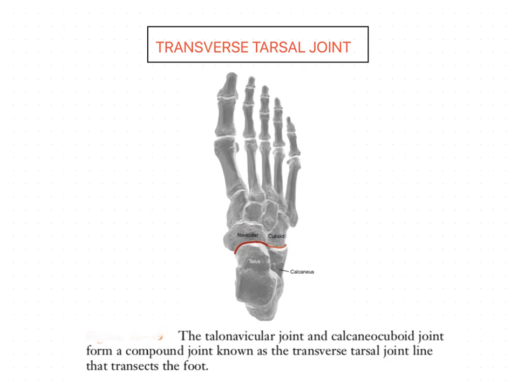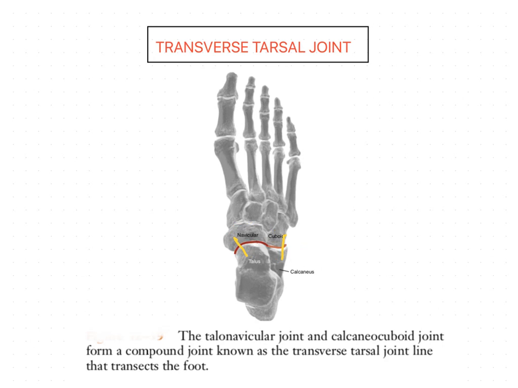We have discussed that it is a compound joint. So what joints form the transverse tarsal joint? One is the talonavicular and the other is the calcaneocuboid. Now we will see the talonavicular joint.